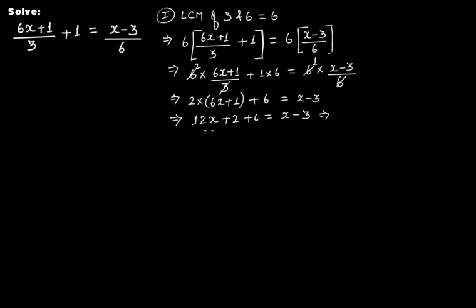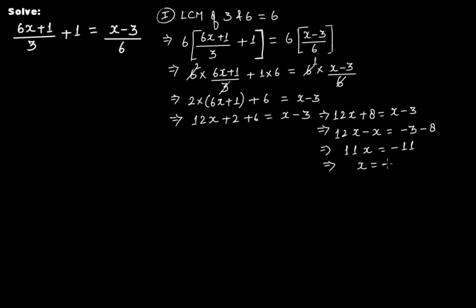If you further solve it, you get 12x plus 8 is equal to x minus 3. If you transpose this x to the LHS, this becomes 12x minus x, and here you have minus 3, and this plus 8 transposed to the right hand side becomes minus 8. Here you have 11x is equal to minus 11, and if you solve it, you get x as minus 1. Why? Because we divide both the LHS and the RHS by 11, so you get minus 1. Why minus? Because we already have the minus sign here.